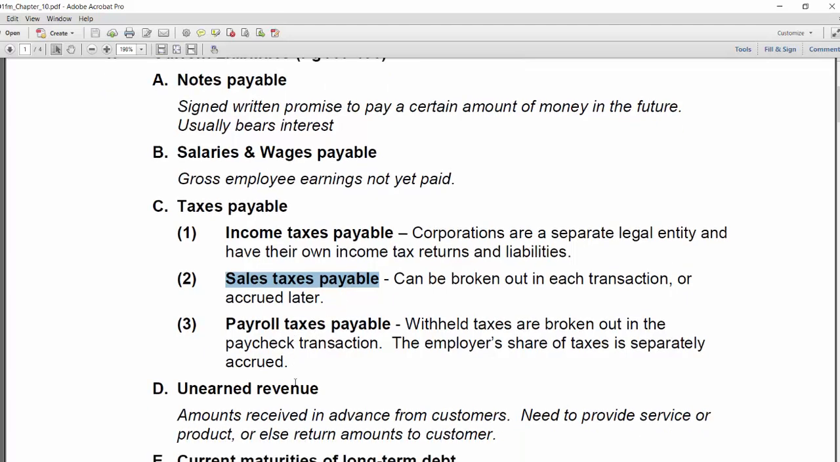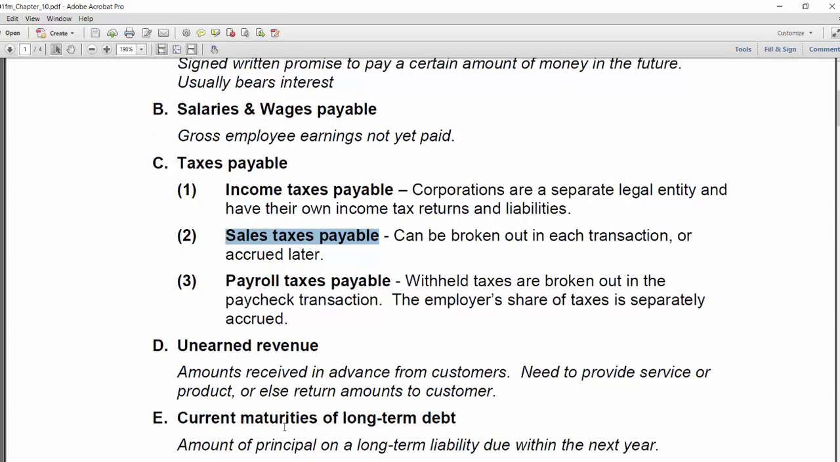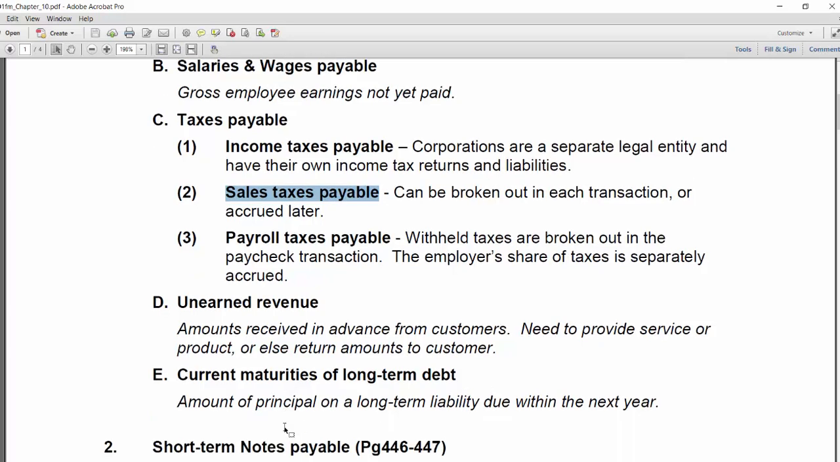Other kinds of current liabilities: unearned revenue, typically going to be earned within the next 1 year or less, so usually classified as a current liability. And a special little computation needs to be done for long-term liabilities or long-term debt to break out that portion of it that's going to be paid within the next year. We call that current maturities of long-term debt.